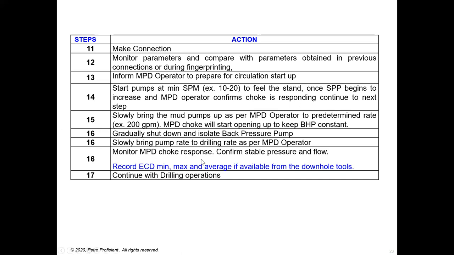Usually the choke is operating automatically in many cases. So you have to keep monitoring the choke response and make sure that it is gradually opening as you are circulating. Confirm stable pressure and flow, and record ECD minimum, maximum, and average if available from the downhole pulse. Continue with the drilling operation.